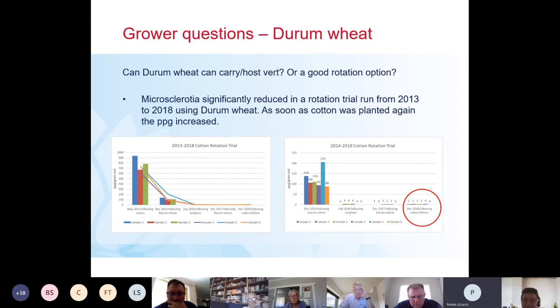Now, all of the literature, whether it's in Australia or overseas, will tell you that once you plant cotton, it's a great host. It will increase your inoculum in the soil.